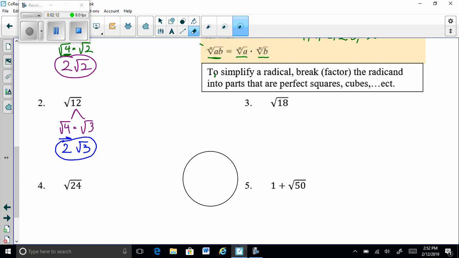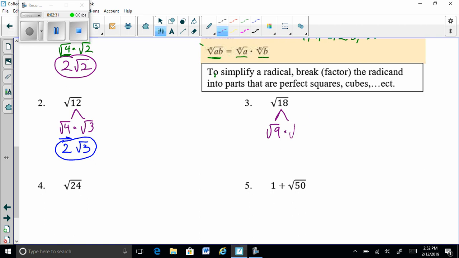All right. So on 18, this time 4 doesn't go into it, but a 9 does. And that's a perfect square. So we'll break this up into the square root of 9 times the square root of 2. And then the square root of 9 is 3, and then we're left with square root of 2 right there. Okay, so moving on.